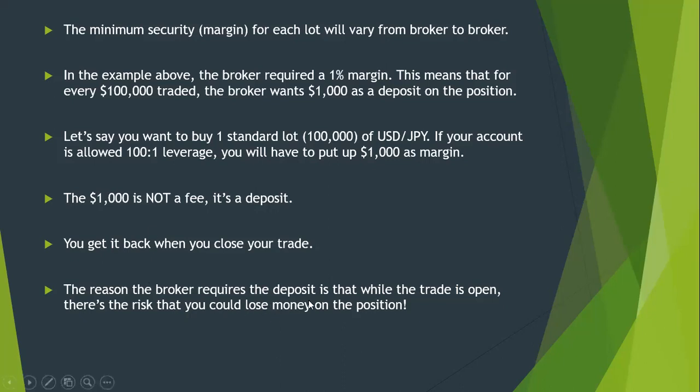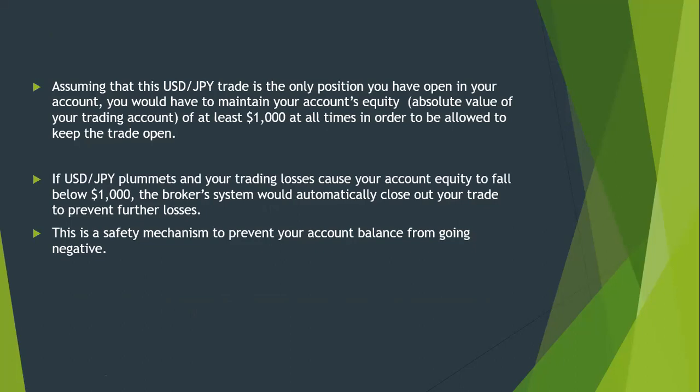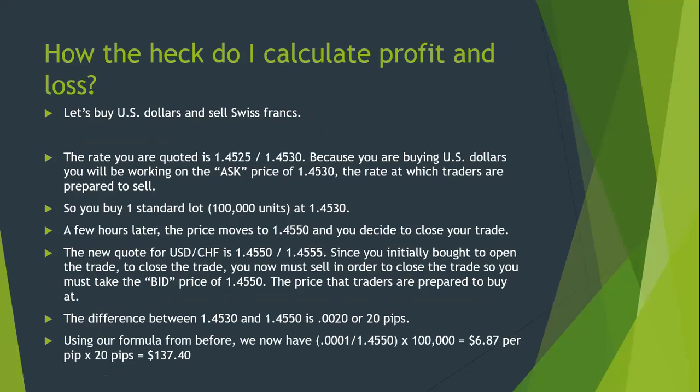So the reason the broker requires the deposit is that while the trade is open, there is the risk that you could lose money on the position. Assuming that, there are a lot of things to explain. How the heck do you calculate profit and loss?